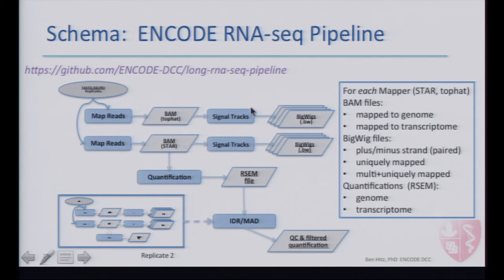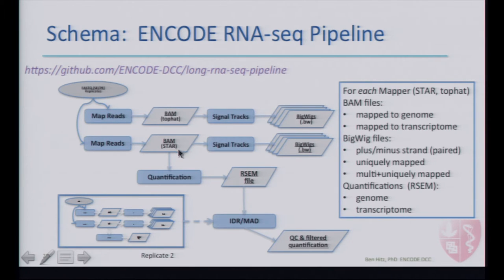Or here, there's a step that runs. Actually, these are sort of the steps here. This maps with STAR. This maps with TopHat. This maps with STAR. This converts the BAMs to bigwigs. There are a whole forest of bigwigs that get produced. So for a stranded data set, it will give you the plus strand and the minus strand. It also gives you all the reads, including the non-uniquely mapping reads, and there's a file that's just the uniquely mapping reads. So that's four per alignment program.